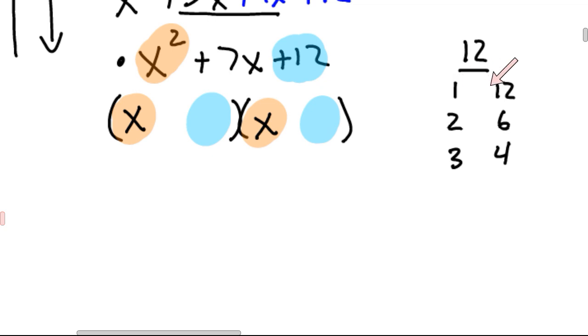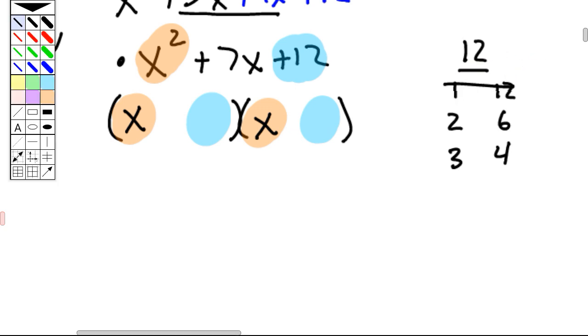Can a 1 and a 12 ever add or subtract to make a 7? No, if you add them, it's 13. You subtract them, it's 11. So those are out. How about 2 and a 6? 2 plus 6 is 8. 6 minus 2 is 4. No. How about a 3 and a 4? Well, yeah, if you add them up, that makes a 7. So I know it's got to be a 3 and a 4.